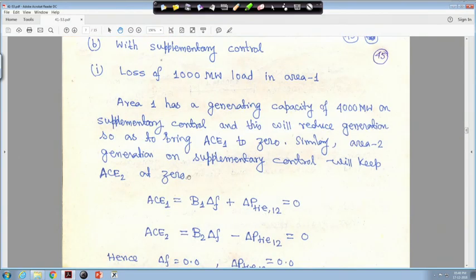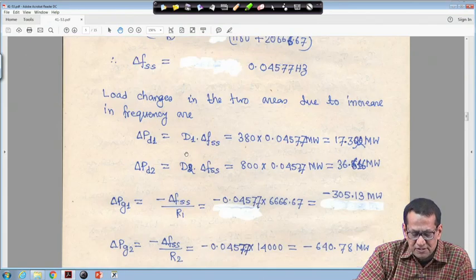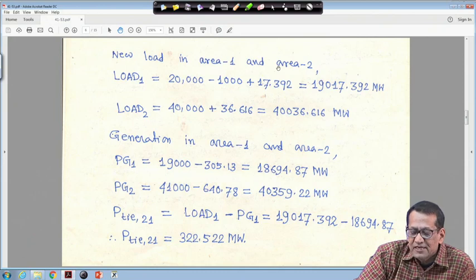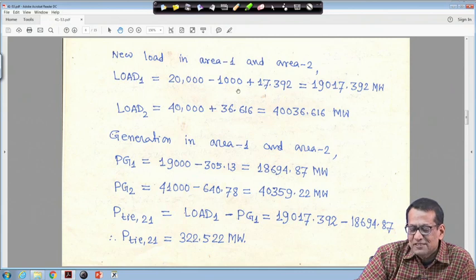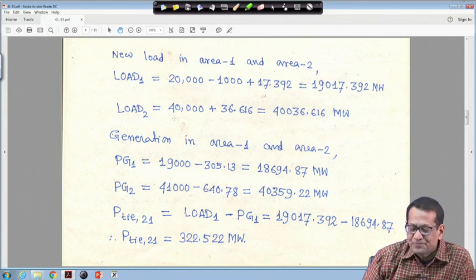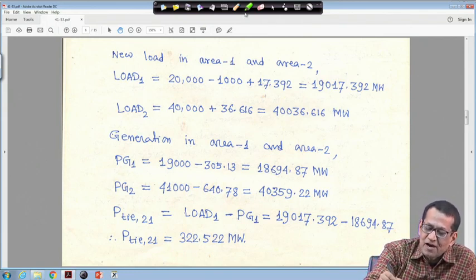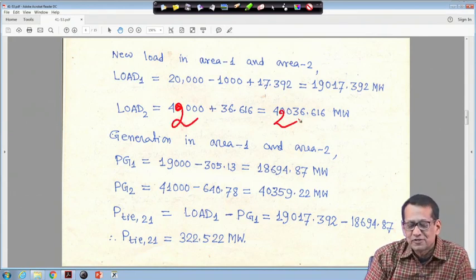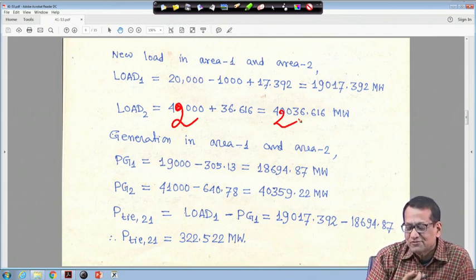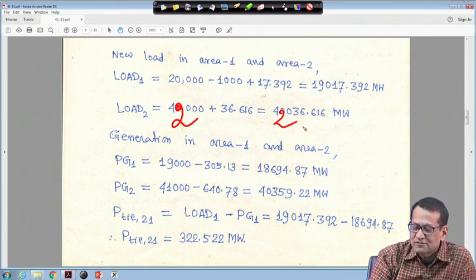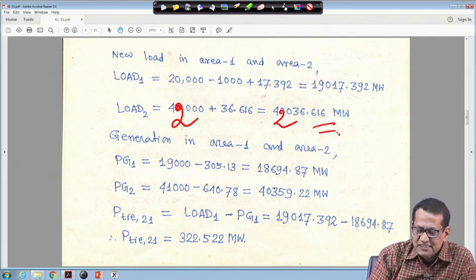So, part B. This is now the new load in area 1 and area 2. So, load in area 1 is now 20,000 minus 1000 plus this D into delta FSS term, 17.392. So, 19,017.392 megawatt. Similarly, load 2 will be 42,000 plus 36.616. So, 42,036.616 megawatt.